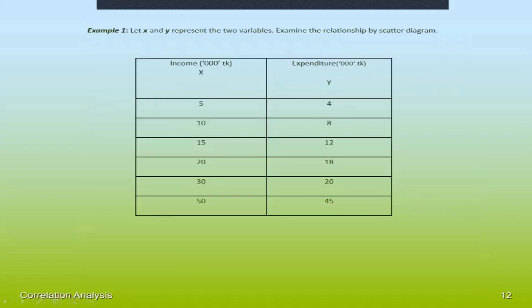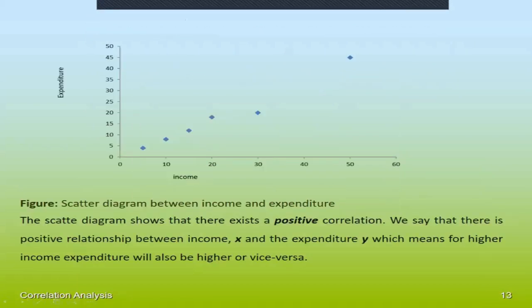Let us see. This is the income in thousands of Taka of some people. So 5,000 income, expenditure is 4,000. This is the income of 6 individuals, and expenditure also in thousand Taka. So how can we visualize? You can do the correlation, but how can we know the correlation coefficient from the scatter diagram? So you have to draw a scatter diagram. If you draw a scatter diagram, on the x-axis you put the income, that is x, and on the y-axis you put the expenditure, you will get this graph.